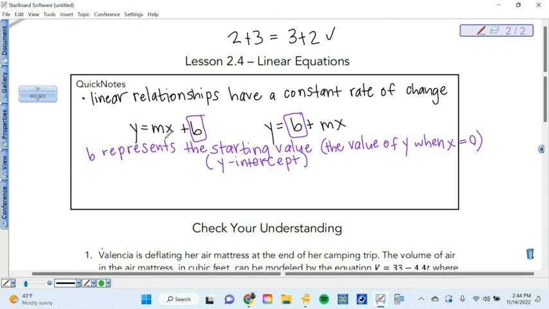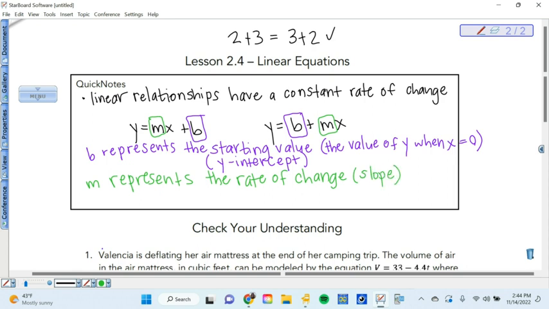And then my m is the coefficient of x. It's the number that's being multiplied by x. And that is the slope or the rate of change. So m represents the rate of change, which is also the slope. And to write one more thing down.